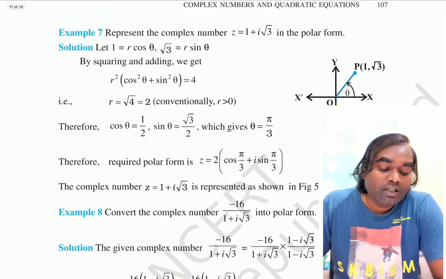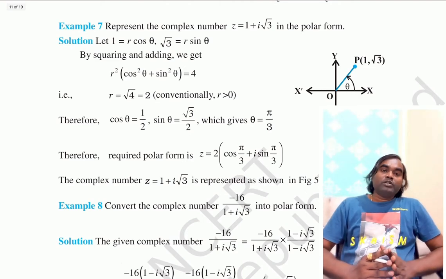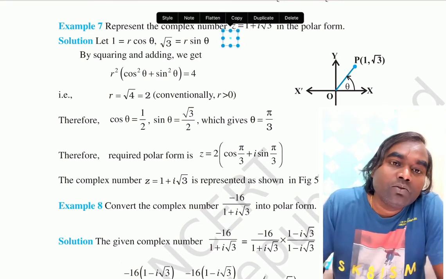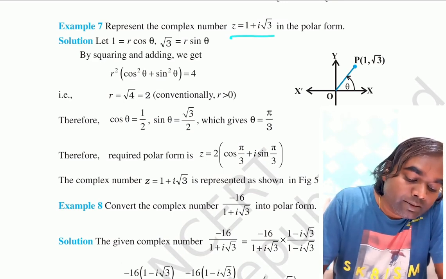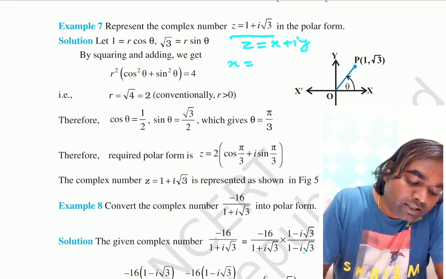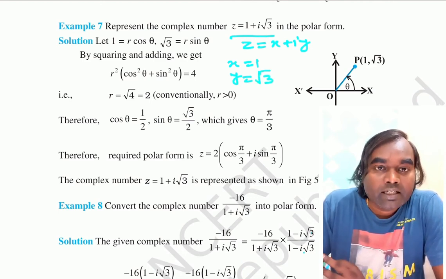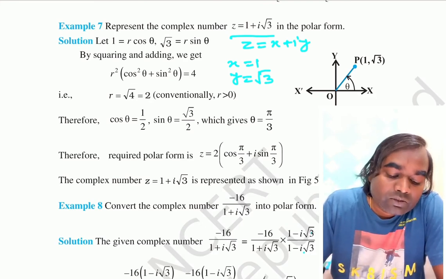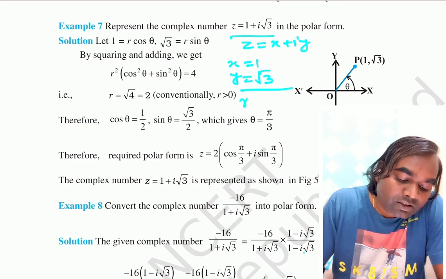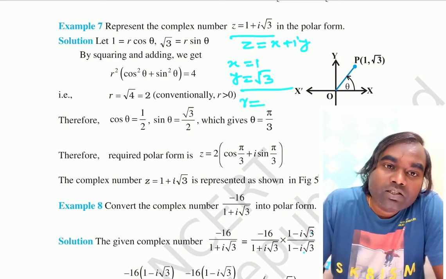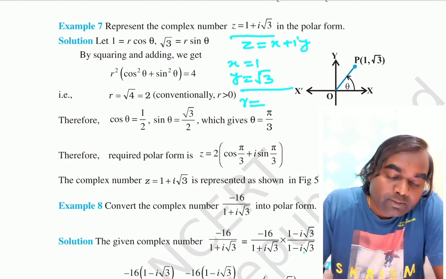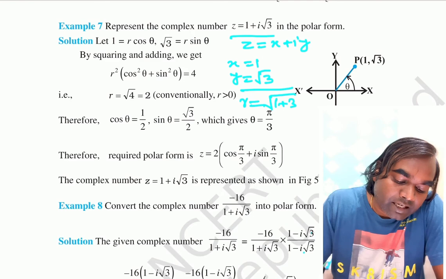Now example number 7. Represent the complex number z is equal to 1 plus i square root 3 in the polar form. So you are given a complex number z is equal to 1 plus i square root 3. Firstly you will compare this with z is equal to x plus iy, and you see that x is equal to 1 and y is equal to square root 3. So for the polar form, you will find r and theta. So r is equal to square root of x square plus y square, so r is equal to square root of 1 square plus square root 3 whole square. That means square root of 1 plus 3, that means r is equal to 2.